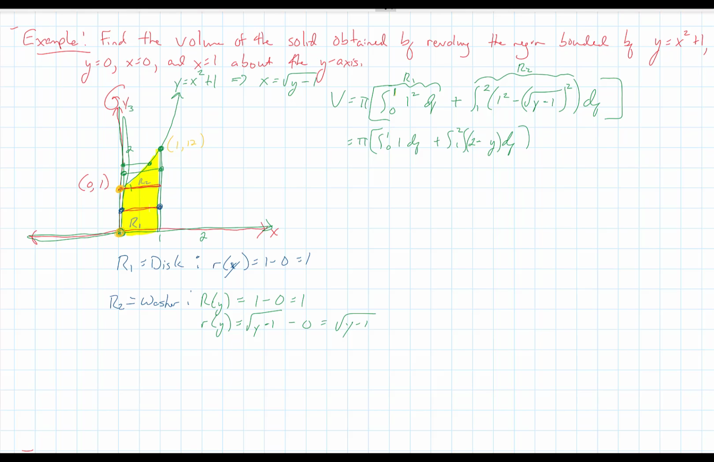So now it's just integration. It equals pi times the antiderivative of 1, which is y, evaluated from 0 to 1, plus 2y minus 1/2 y squared, evaluated from 1 to 2.